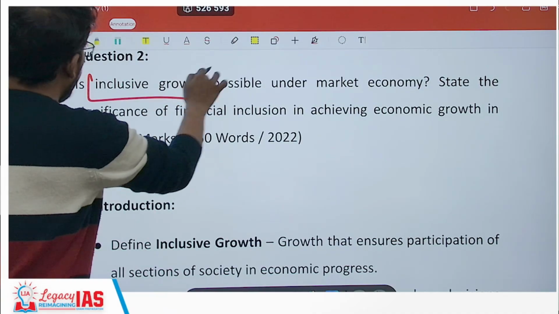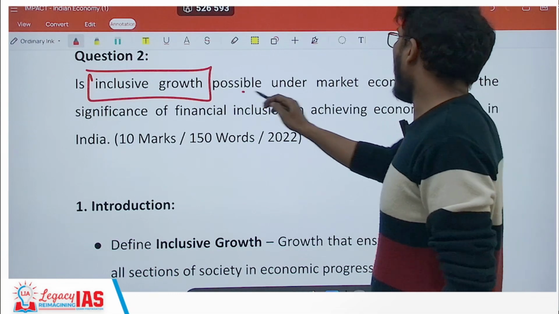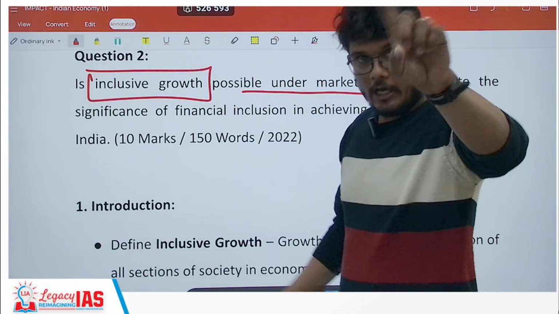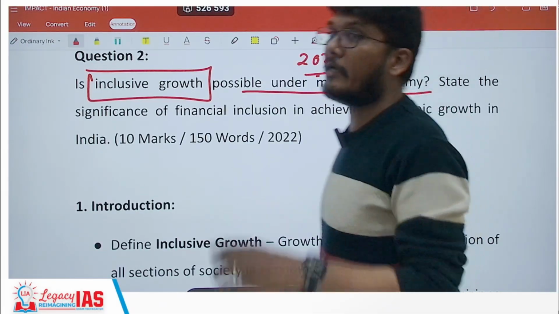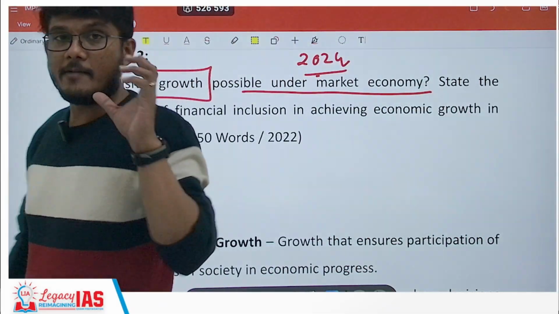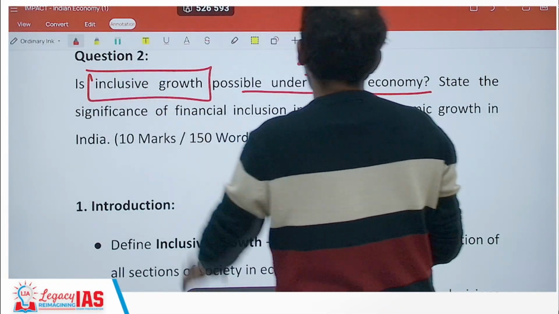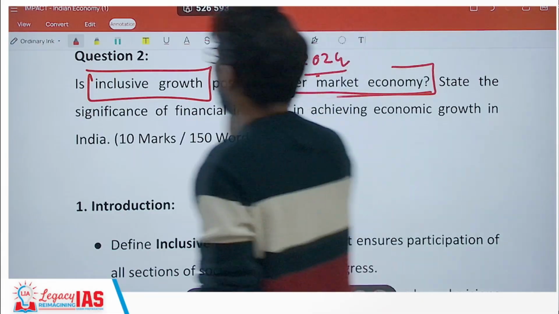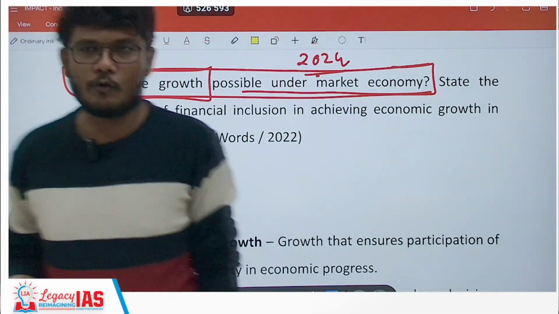again on inclusive growth. Is inclusive growth possible under market economy? I'll also tell you there was another question on inclusive growth in 2024. So inclusive growth is a very important favorite topic of UPSC. Is inclusive growth possible in market economy? This is a direct question that they have asked. You have to answer this, okay?